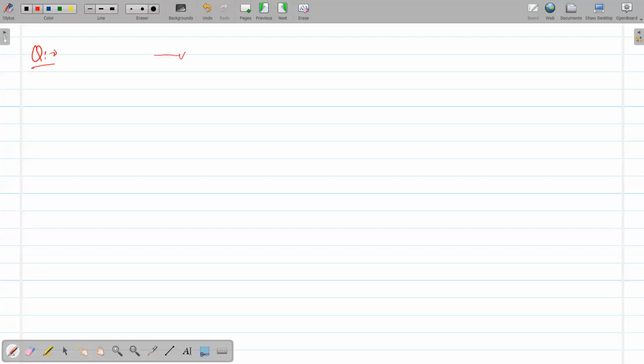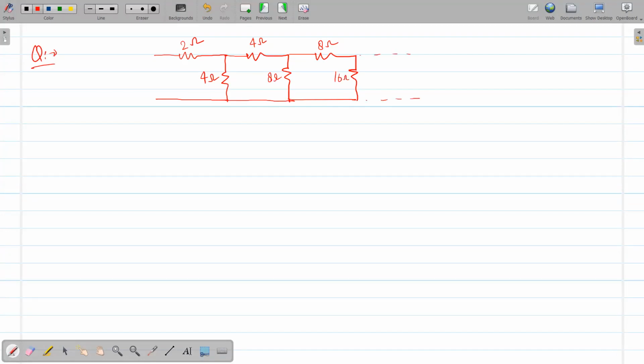Students, suppose we are having a circuit like this. Again, this is the ladder circuit, but here we have something different. Suppose this is 2 ohm, this is 4 ohm, this is 4 ohm, this is 8 ohm, this is 8 ohm, this is 16 ohm, and so on. It goes up to infinity, right, everyone? And we are supposed to find the equivalent resistance across AB. RAB is to be calculated.